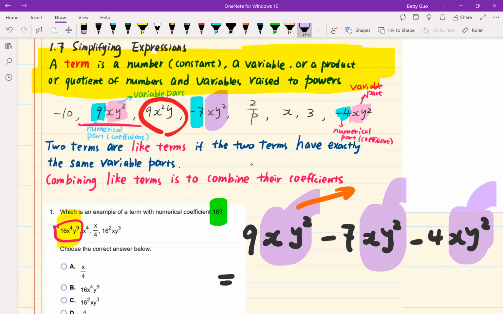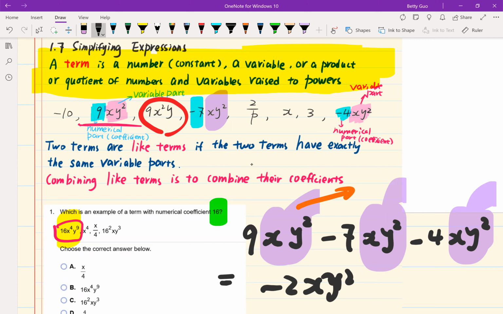So what happened is you have 9 apples, right? And I take away 7. So how many do you have? 2. And then you have 2 now, but I need to take 4. So you owe me 2. Do you owe me 2? So what's the result after we combine them? -2, yeah. Do we have -2xy squared? Do you see that?